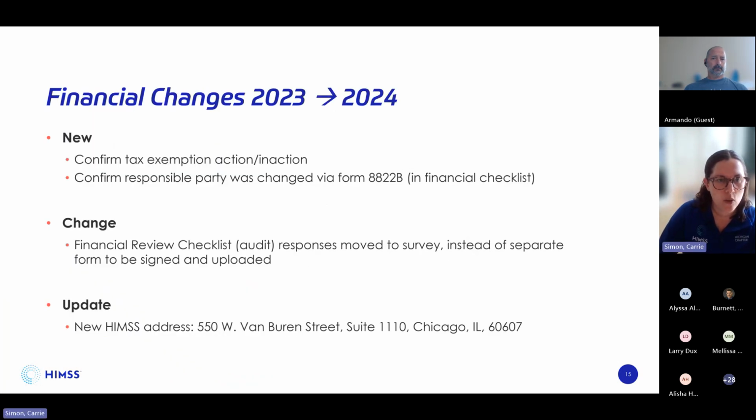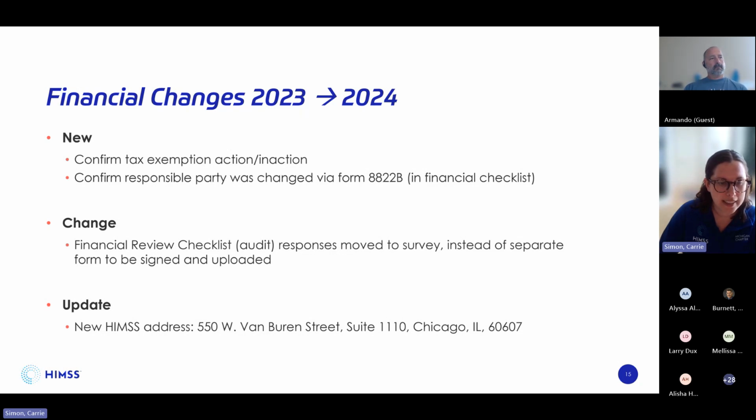So some of the changes for this year: we have two new questions. One is to confirm your tax exemption, whether you have an action or inaction there. And then we have a new task to confirm that you are updating your responsible party, which is through a new IRS form. And then a simplification we've made is for the financial review checklist. Instead of having you fill out a separate document and get the actual signatures on the audit, we just ask you to add the auditor's names within the form.